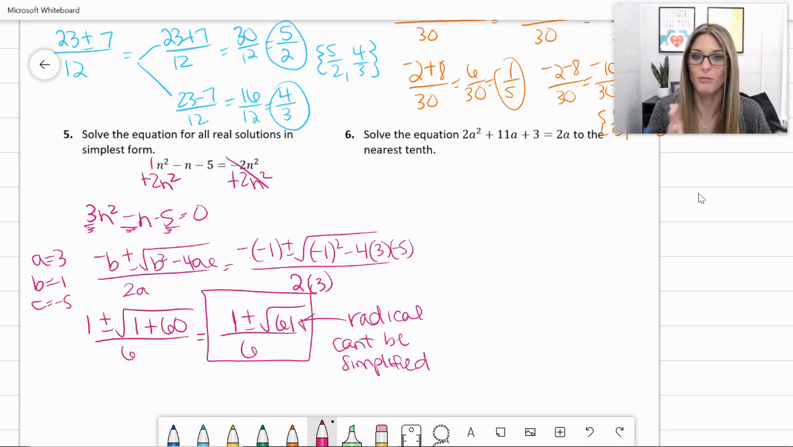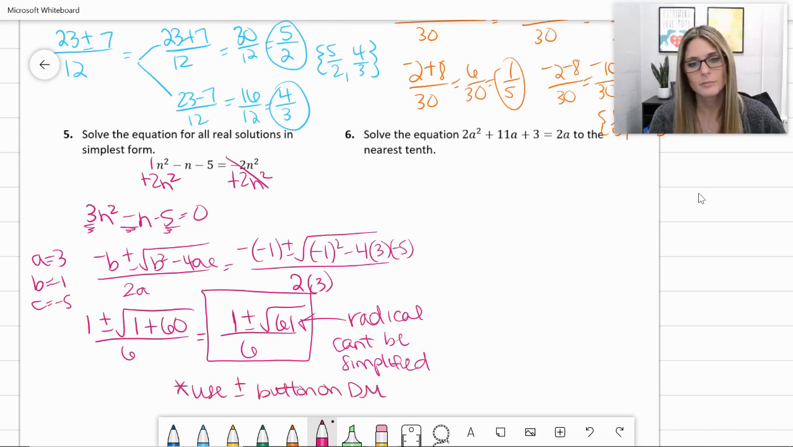The expression of 1 plus or minus the square root of 61 divided by 6. You do have a plus or minus button on Delta Math. So just because we don't get a perfect square root, it's still an answer. It's still a value. If you typed it in your calculator, you would get a decimal form. And so it's still a place. These directions said to write it in simplest form, so we just left it in radical form.